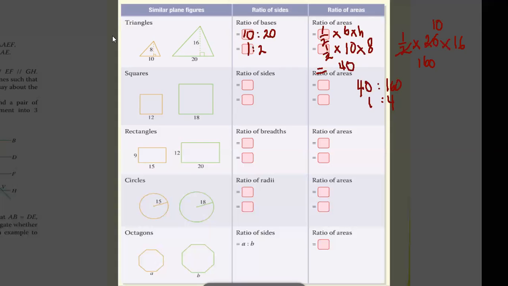Don't forget, the area for square is side squared. The area of rectangle, length times width. The area of circle, pi r squared. You don't need to do the octagons. You don't need to go further than circles only.